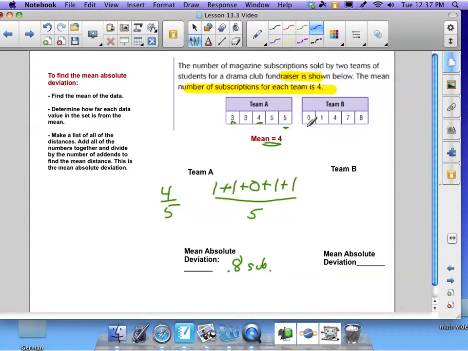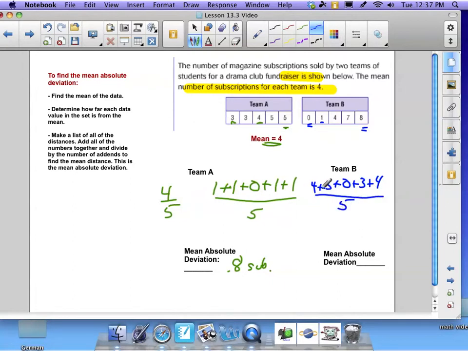So this first person didn't sell any subscriptions. They're 4 away from the mean. The next person sold 1 subscription. That's 3 away from the mean. The next person sold 4. That is the mean. This person sold 7 subscriptions. The mean was 4. So it's 3 away from the mean. And this person sold 8 subscriptions. The mean was 4. So that's 4 away.